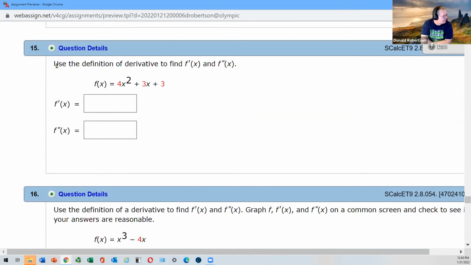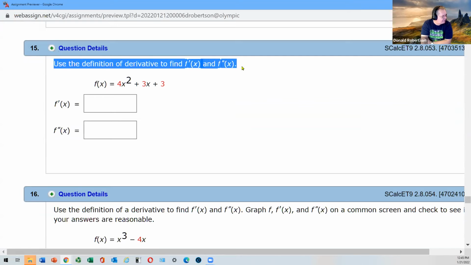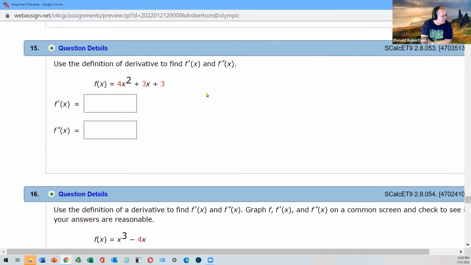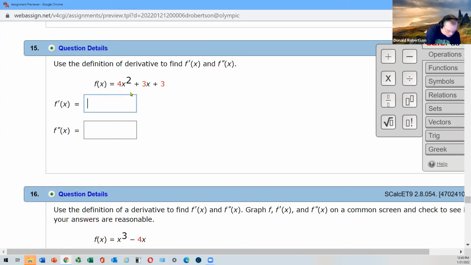Now, it says here, use the definition of derivatives to find that guy. Well, use the shortcut. Now, if you differentiate this guy, you get 8x plus 3. You agree? Now, I don't know if you can see it because it's very tiny. Do you see there's a guy next to it called f double dashed? It's called the second derivative.